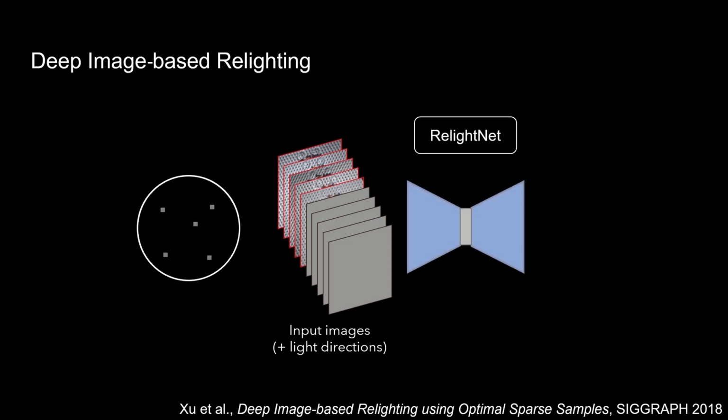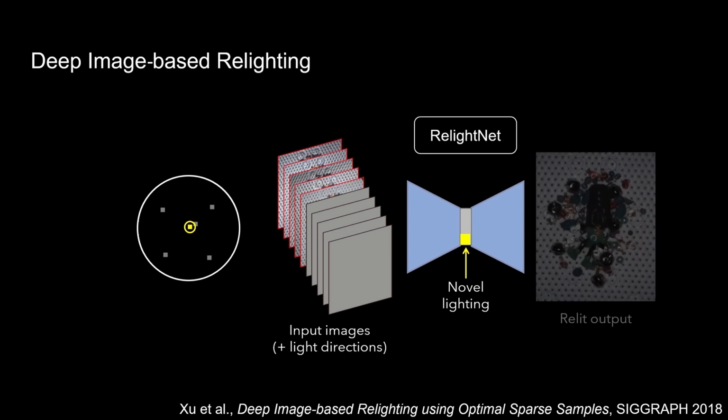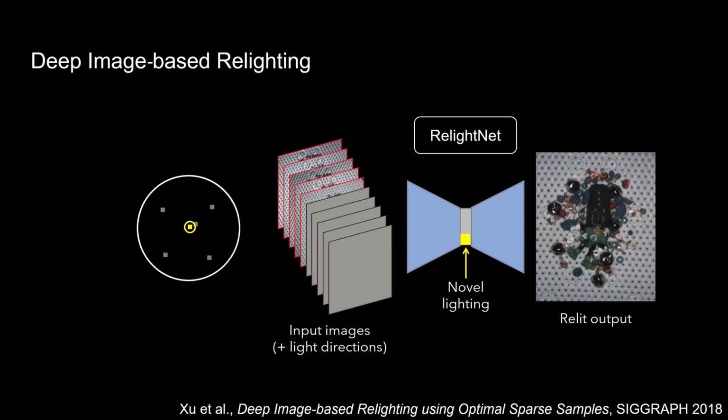It is an encoder-decoder style network, and the encoder reasons about the scene appearance from the inputs. We also take the novel lighting direction, process it with the network layers, and insert the feature into the bottleneck of the network. So the network decoder takes this feature and the scene encoding feature to infer the scene appearance under novel lighting and synthesize a relit image. We send different novel lighting directions to the network, and the RelightNet learns to synthesize the relit images correspondingly.